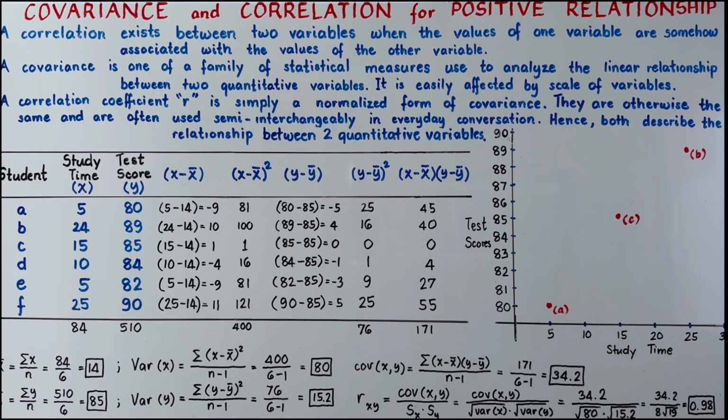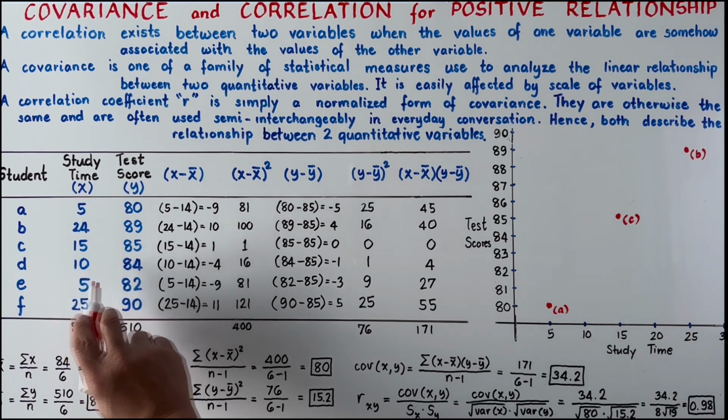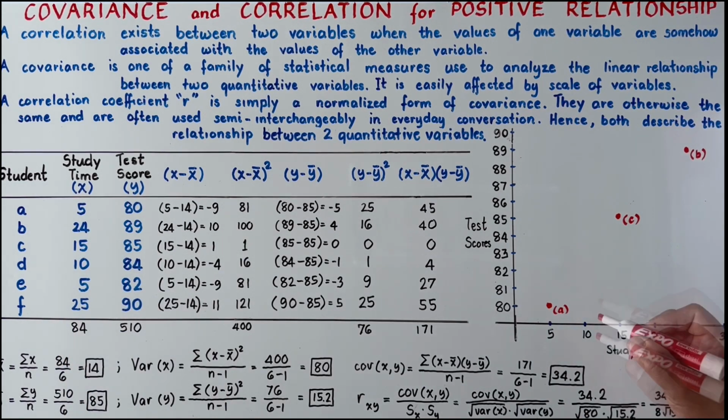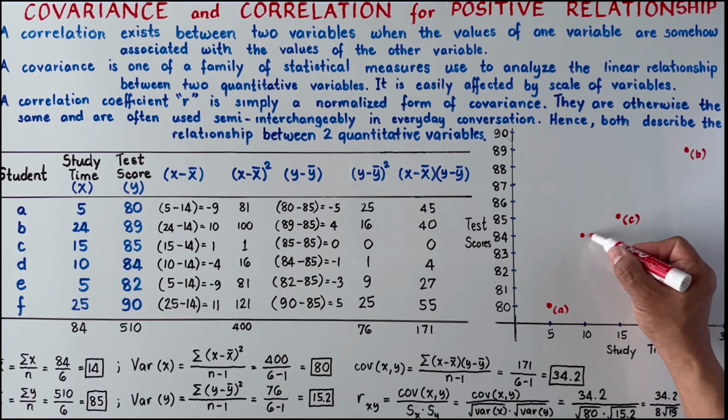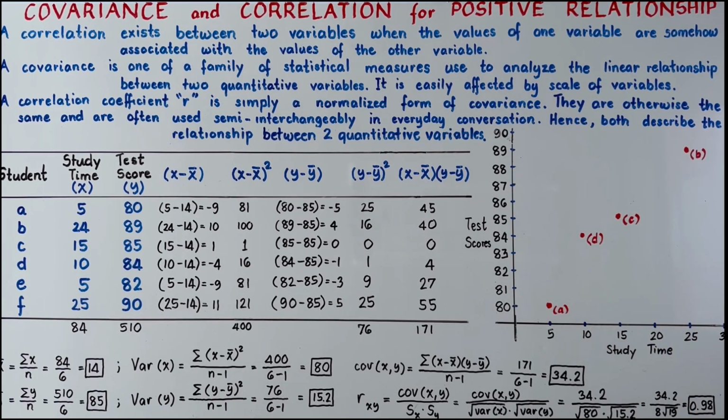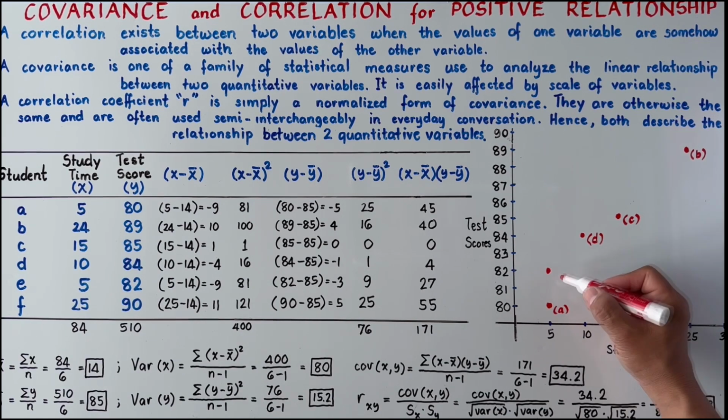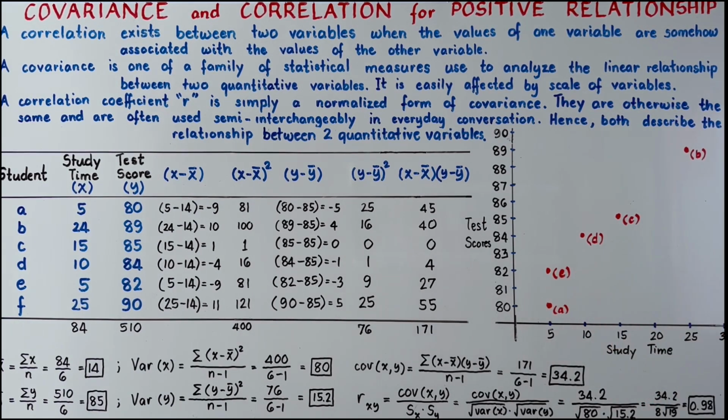We have also student D, who was allotted 10 minutes, and it gave him a score of 84. So it is here, and this is our student D. And we have 5 minutes giving a score of 82. So it's here. This is our student E. And lastly, a student who had 25 minutes of study time gets a score of 90. So this is our student F. So that is our scatter plot of the 6 students in terms of their study time and test scores.